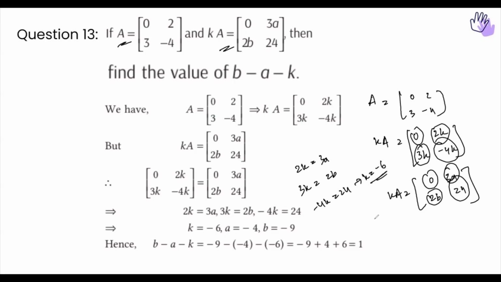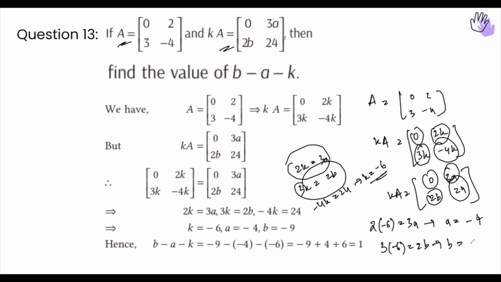If K is minus 6, then from this equation, 2 times minus 6 will be equal to 3 times A. So 3A equals minus 12, right? So A equals minus 4. And again, from this equation, 3 times minus 6 will be equal to 2 times B. From this, I get B to be equal to minus 9. Now that I've got A, B and K values, I just add them up. B minus A minus K is what they've asked. So minus 9, minus of minus 4, minus of minus 6. That will be basically 1. So that is how we solve this question. I hope you have understood.